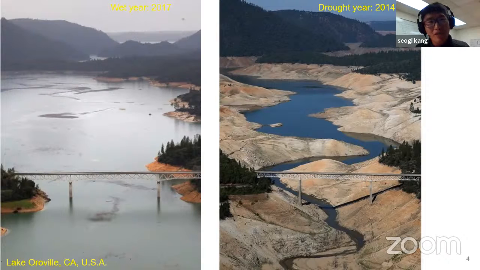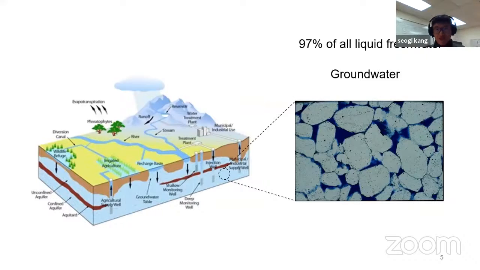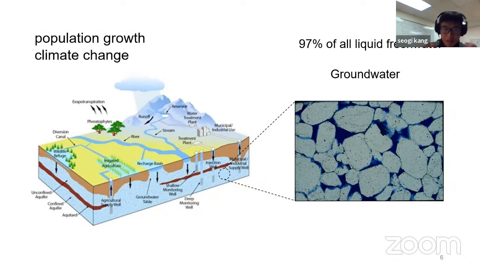In this situation, where can we actually get water? Another question is, what is the other source of water besides surface water? It is groundwater, which fills the pore space of sediments and rocks like this. This blue part, you can imagine, is the pore space, and it is filled with water. Importantly, groundwater occupies 97% of all liquid fresh water, which is a large amount, but it is finite, right? Because it's finite, depending upon population growth and climate change, there's a potential that groundwater resources can be depleted, meaning there could be an issue related to groundwater sustainability.